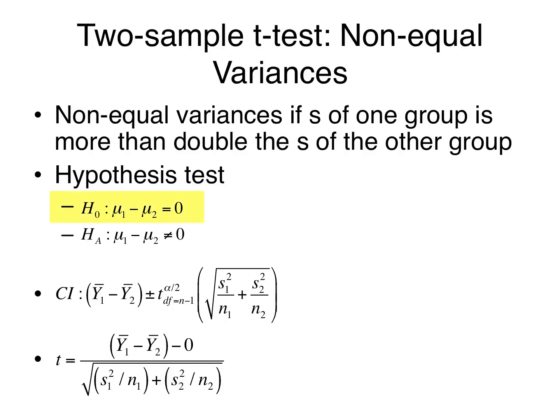The null hypothesis for this test is that the mean of group 1 minus the mean of group 2 equals 0. In other words, that there is no difference in the means between the two populations. The alternative hypothesis is that the mean of group 1 minus the mean of group 2 does not equal 0. In other words, that there is a difference in the means of the two populations.